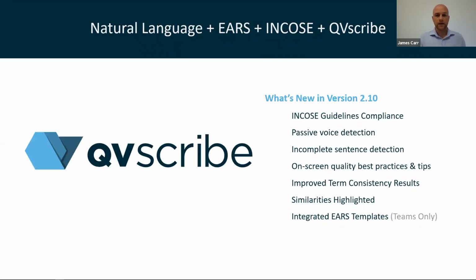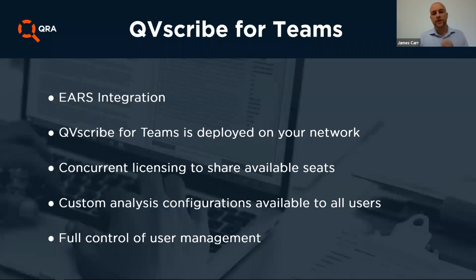So again, to recap what's new in QV Scribe: the INCOSE Guidelines compliance, passive voice detection, incomplete sentence detection, the on-screen display of those best practices and tips. We now have improved term consistency results, those similarities being highlighted side by side, and the integrated EARS templates for QV Scribe for Teams.